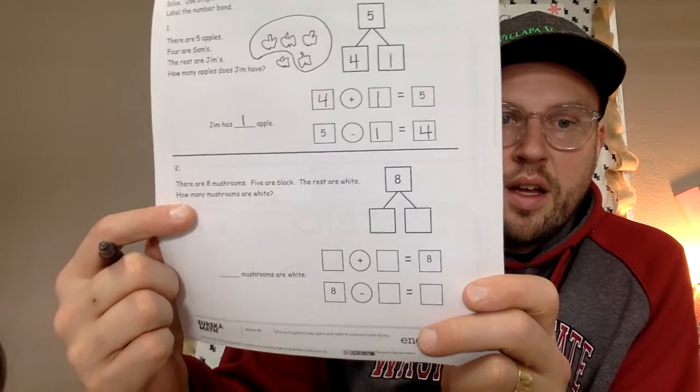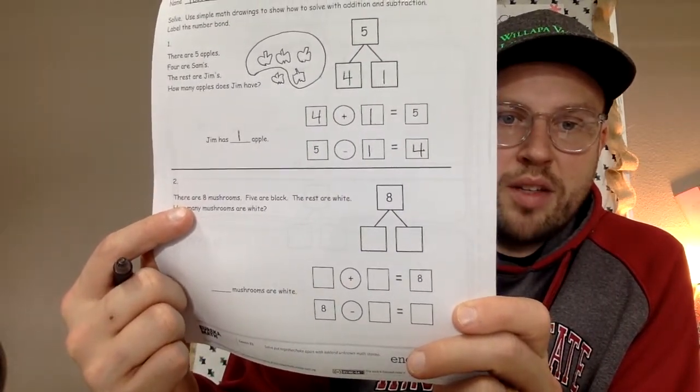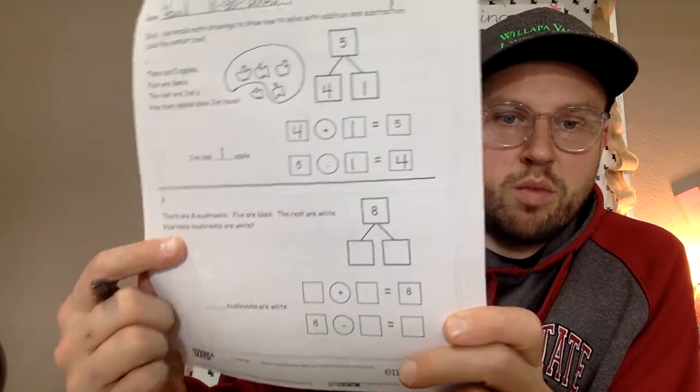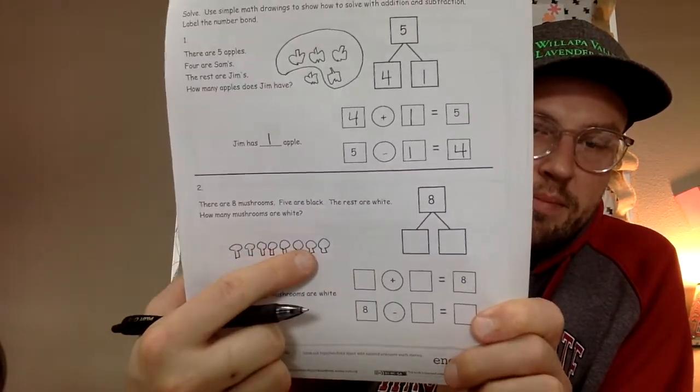Okay. Number 2. There are 8 mushrooms. 5 are black, the rest are white. How many mushrooms are white? Okay, so we can draw 1, 2, 3, 4, 5, 6, 7, 8 mushrooms, just like that. And it says 5 of them are black.